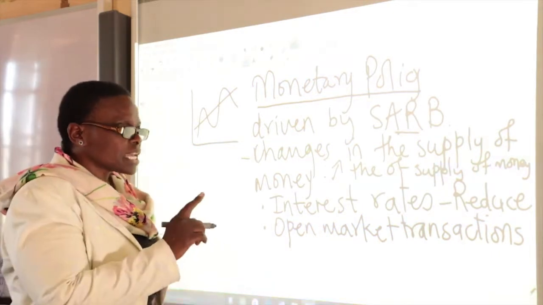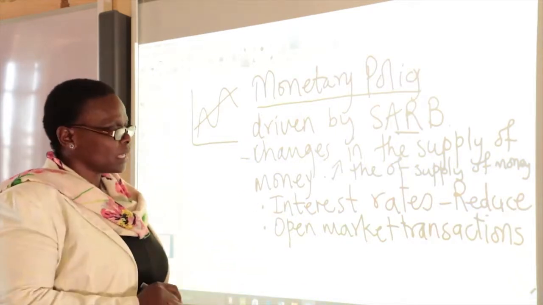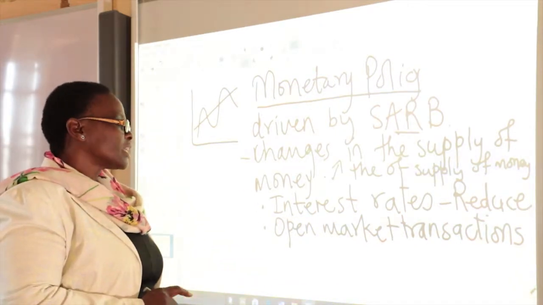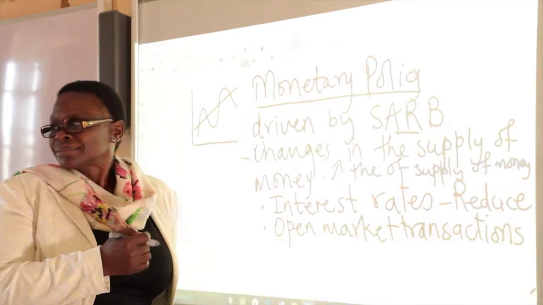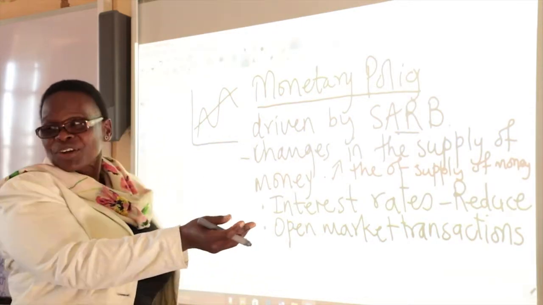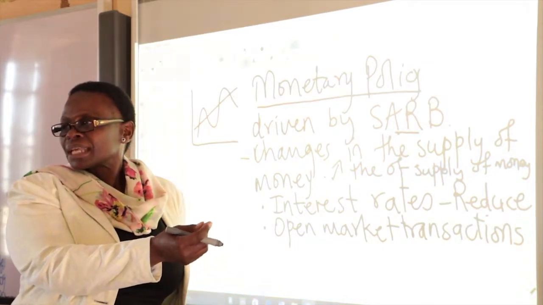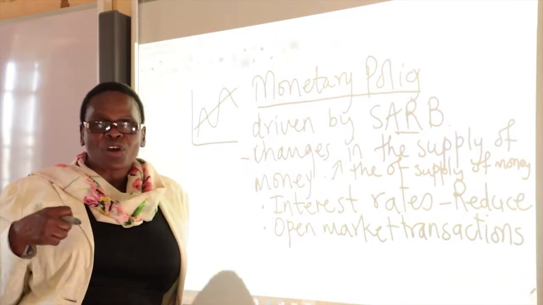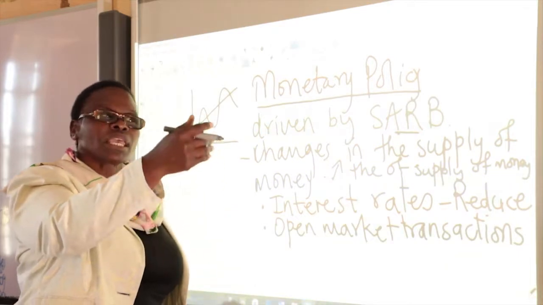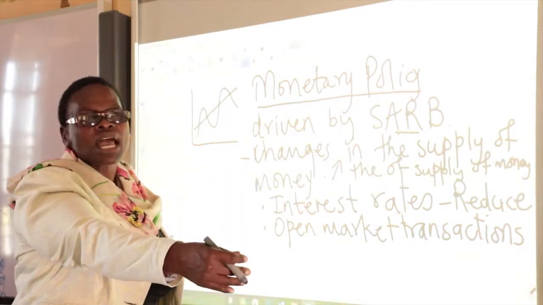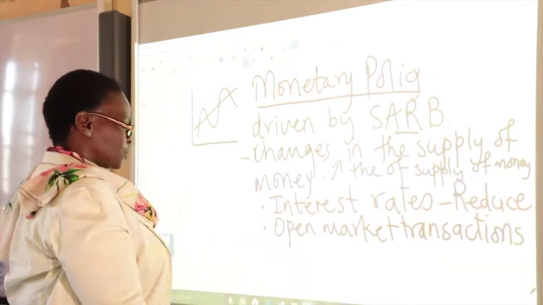Now, because the objective here is to inject money into the economy, the Reserve Bank would have to buy, so that the money has to flow from the South African Reserve Bank to the banking sector, so that if the money is with the banking sector, then the banks can now lend it out to the people.